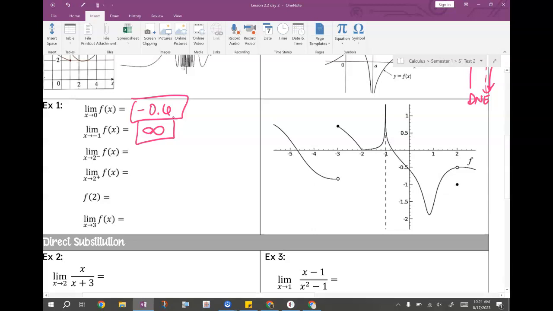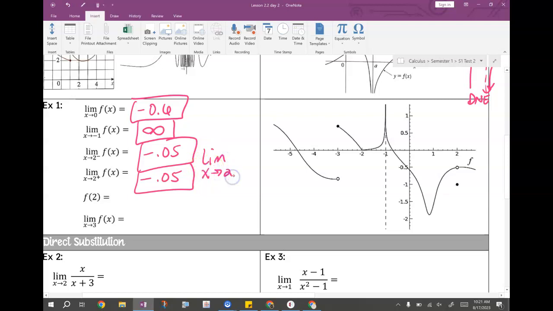Approaching 2 from the left. So positive 2 from the left. What is it? Negative 0.6. I would say 0.5 on this one. It's pretty close to that, yeah. All right, as we are approaching 2 from the right, what is it? Negative 0.5.